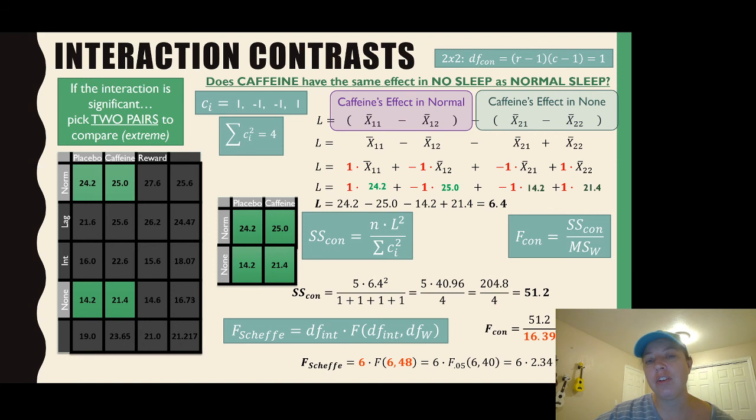So this mirrors our interaction omnibus F test that said our p-value was 0.08. It was bigger than 0.05. So our ANOVA said we had no significant interaction. And even though we disregarded that and went forward, our interaction contrast is also saying no interaction.